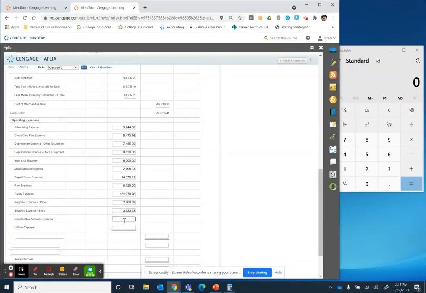The uncollectible accounts expense is going to be $2,384.10. And then finally, for utilities expense, it's going to be $3,972.34. When you add all that up, this is going to give you your total operating expenses. And the total number of operating expenses, I've got the total already for us. It's going to be $201,144.12.